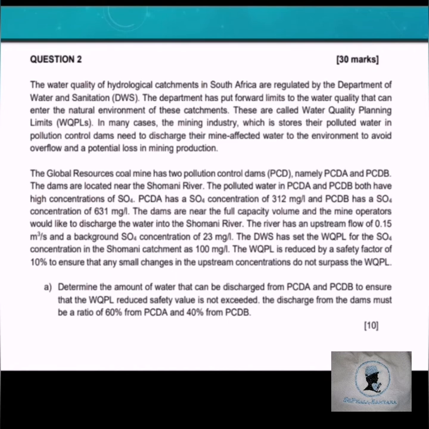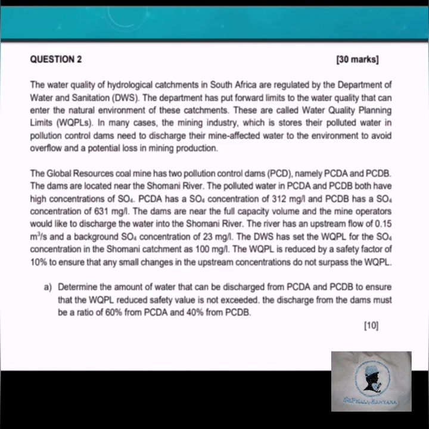So moving on, we go on to question two. I don't like reading questions, but let me just read it. The water quality of hydrological catchments in South Africa is regulated by the Department of Water and Sanitation. The department has put forward the limits of water quality that can enter the natural environment of this catchment. These are called water quality planning limits.